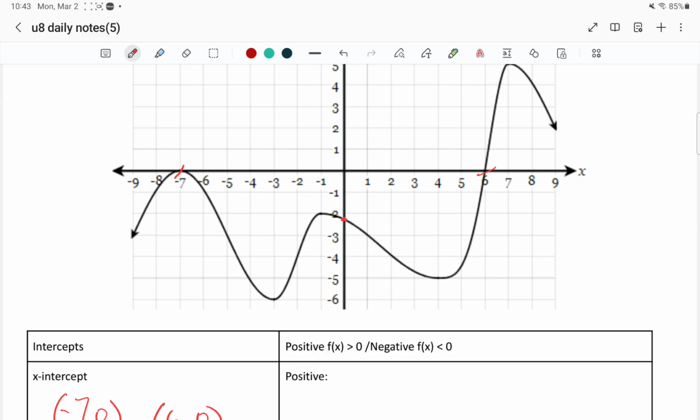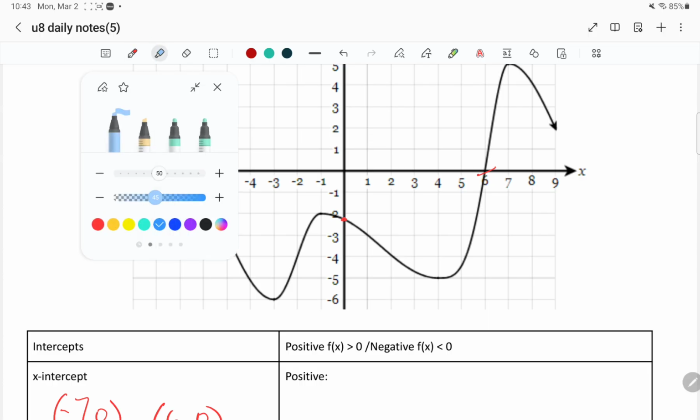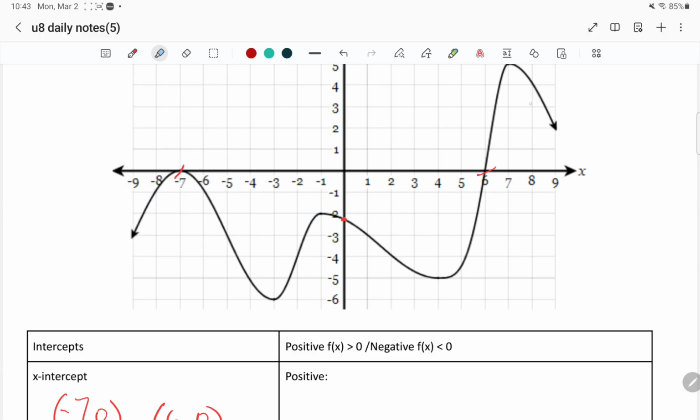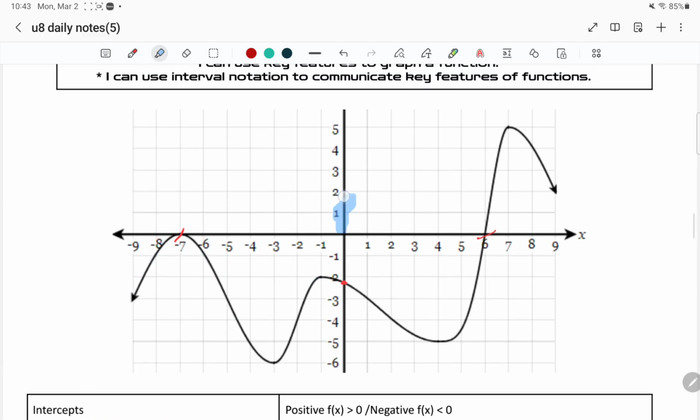The big thing for this graph that we're going to talk about here is, where is the graph positive? AKA, where are the y values positive? And where are the y values negative? So I'm going to do red and blue for light side and dark side. Where is it positive? If my y values are positive, well, that's up here, right? My y values are going to be negative down here. So if I'm looking at where the graph is negative, well, that's going to be all this stuff.